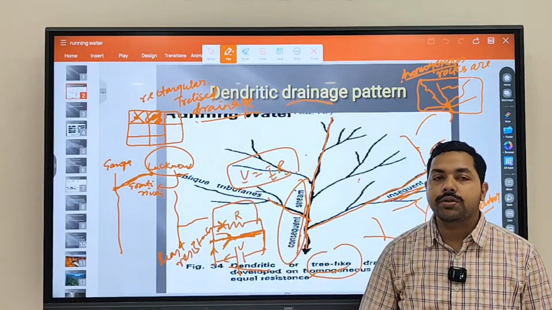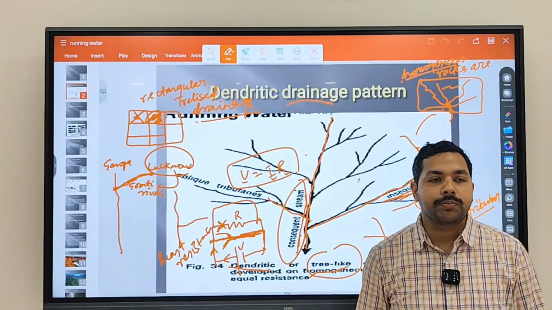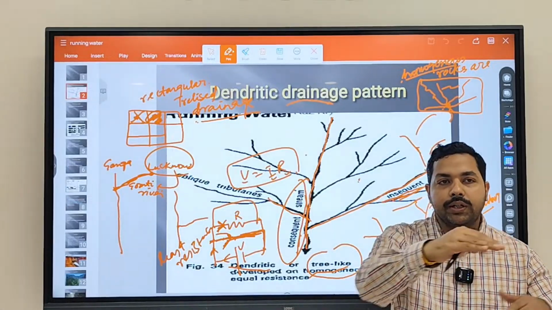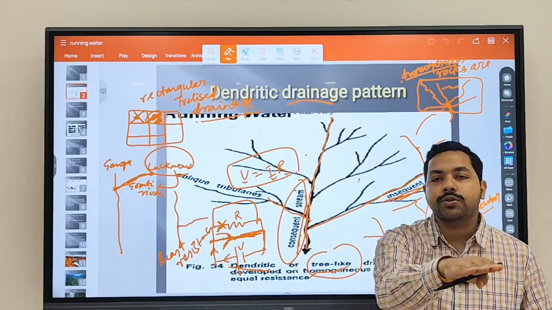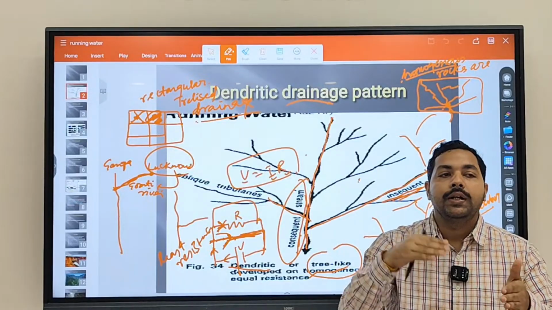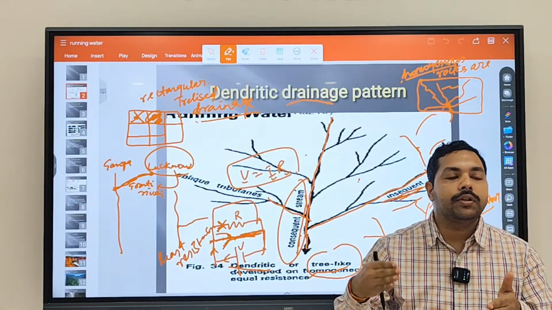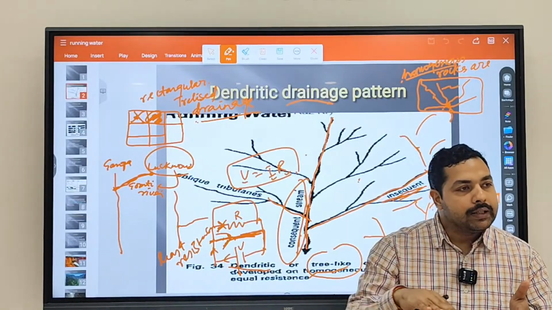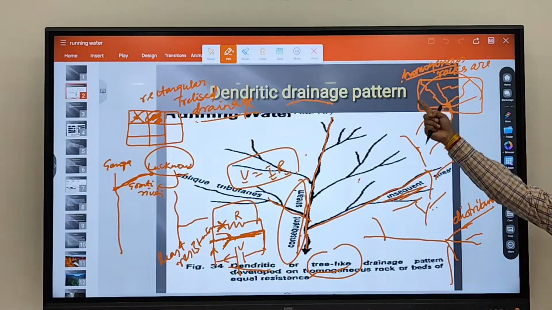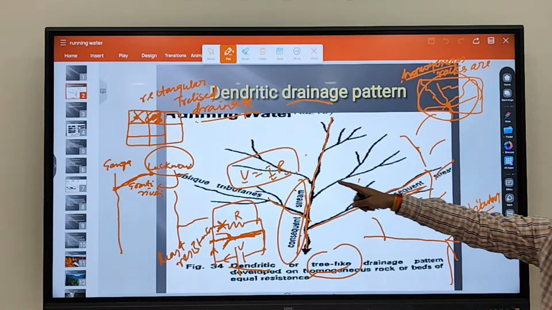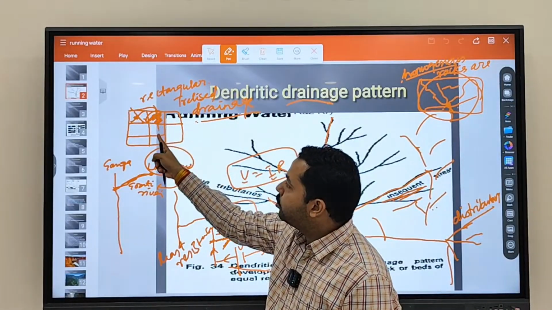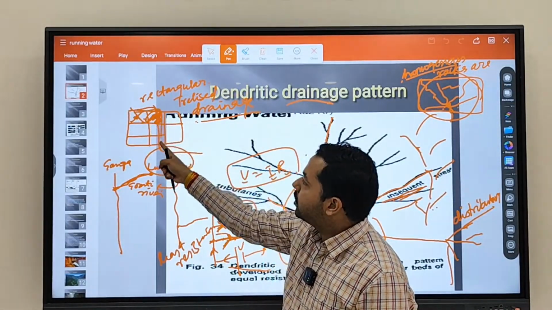Similarly, when rivers are flowing, which type of path will rivers always take? Least resistance path. Why? Because the river is flowing, it has to move. If harder rocks are there, it will obstruct their movement. Clear? So when rocks are homogeneous, the river can erode from anywhere. But when rocks are harder, then the rivers will take a softer route to flow.